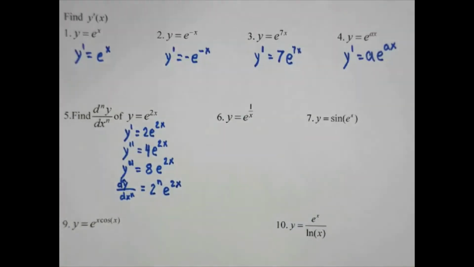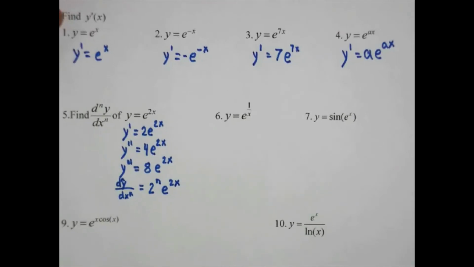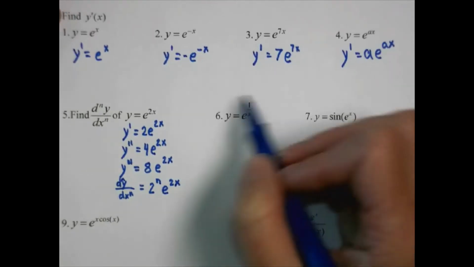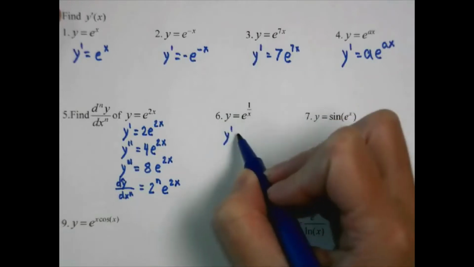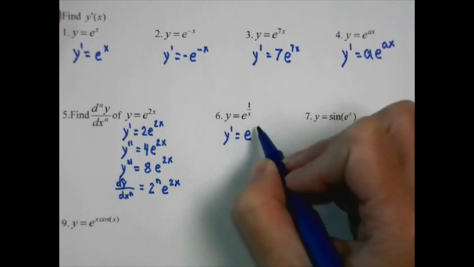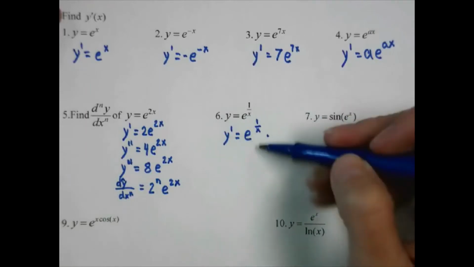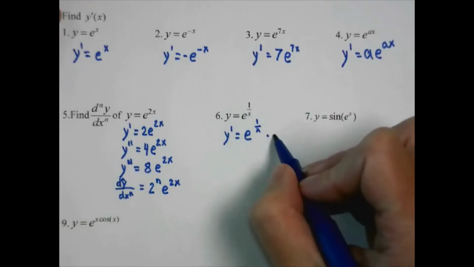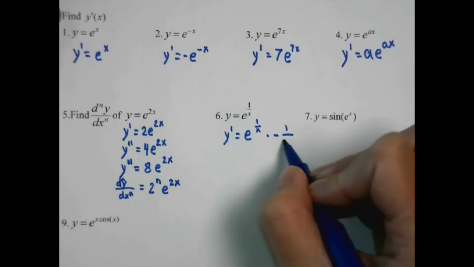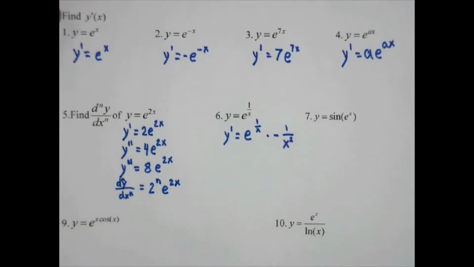These next couple, we're just going to apply the chain rule, so deciding which is the inside function and which is the outside function. So outside here is e to the x, so this is going to be e to the 1 over x times the derivative of the inside function, 1 over x, which is going to be negative 1 over x squared.